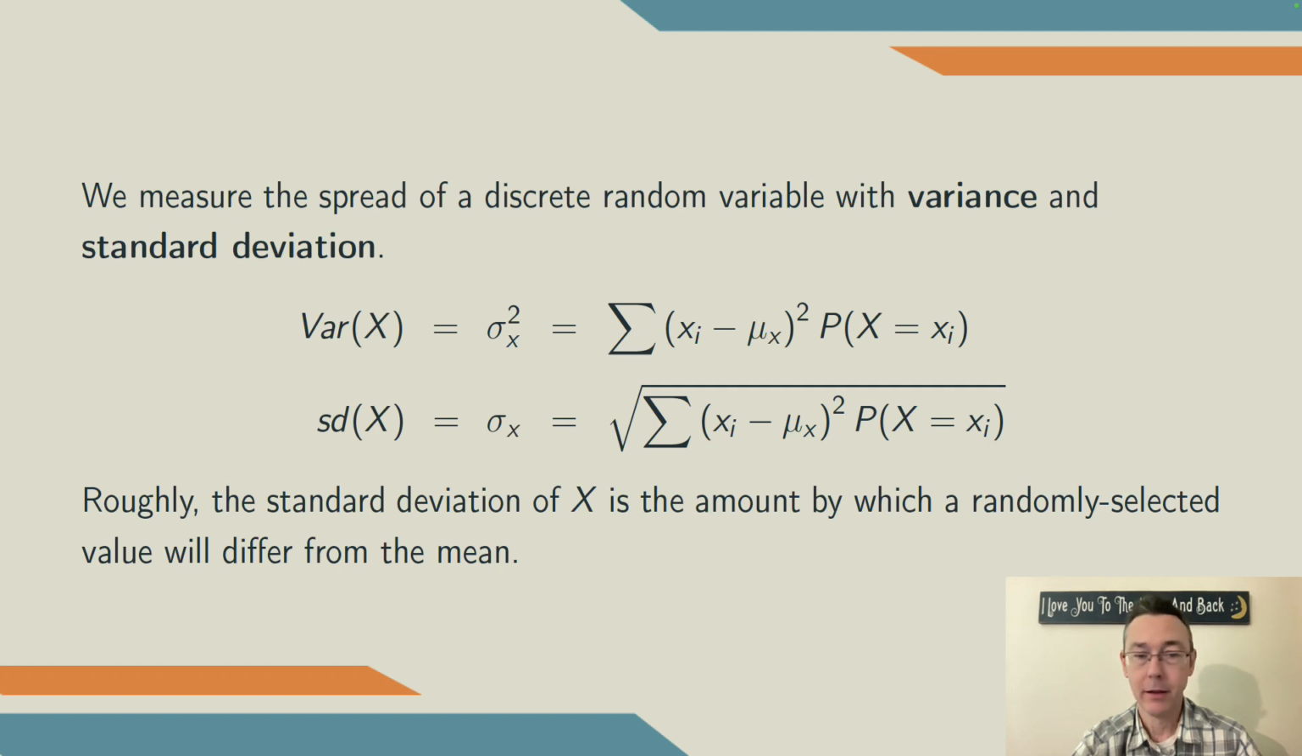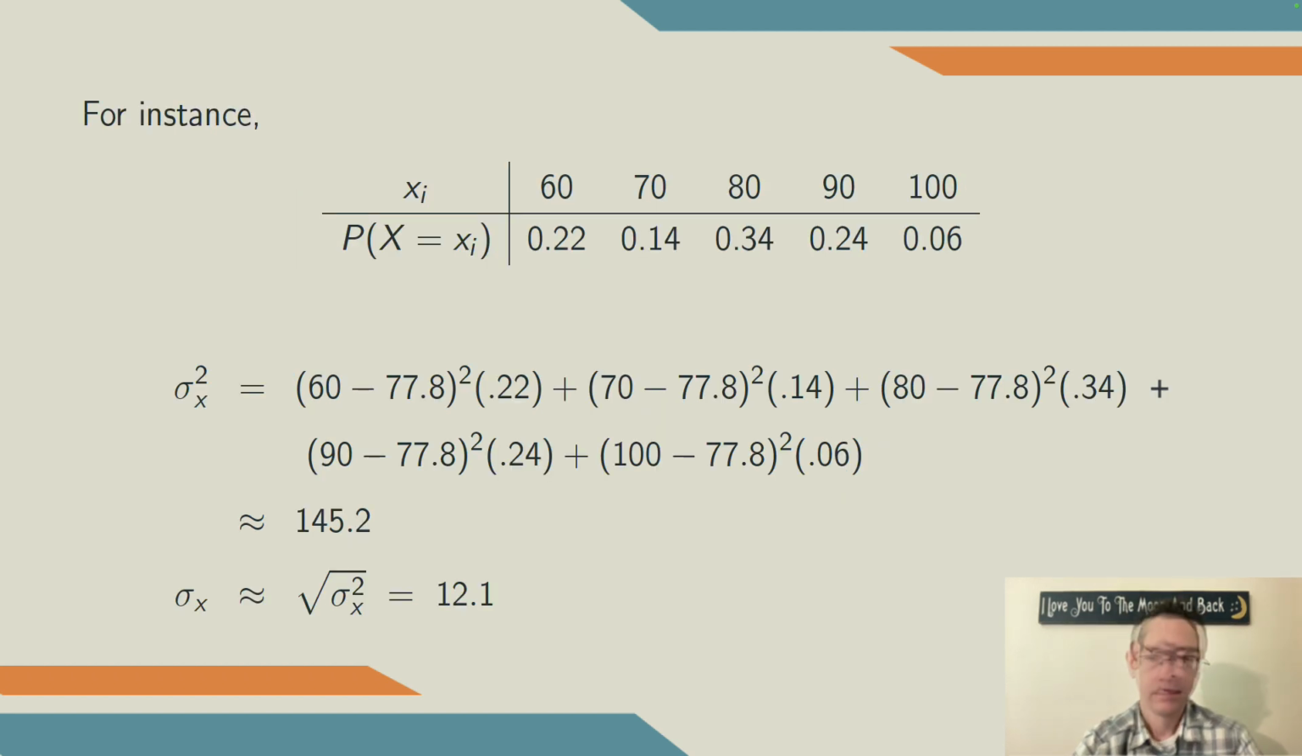Now, while that formula for standard deviation might be ugly, at least there's a pretty intuitive interpretation here. Roughly speaking, the standard deviation of a random variable X is the amount by which a randomly selected value will differ from the mean. For instance, using that same random variable, let's do the variance and the standard deviation. So for the variance, I take each of the values, like 60, subtract off the mean, 77.8, which we already found, square that difference and multiply by the probability. So when X is 60, the probability is 0.22. Do that for every single one of the values, add them all up, we get 145.2.